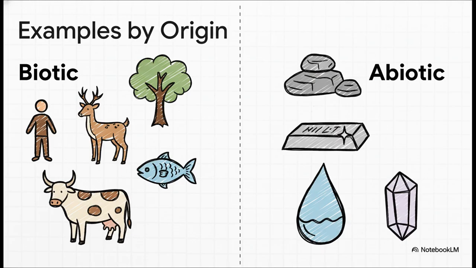For biotic resources, we're talking about everything from plants and animals, that's flora and fauna, to fisheries and livestock. And yes, that includes us. Human beings are also a biotic resource. Now, for the abiotic side, think of the very foundation of our planet, things like rocks, metals, water, and minerals.